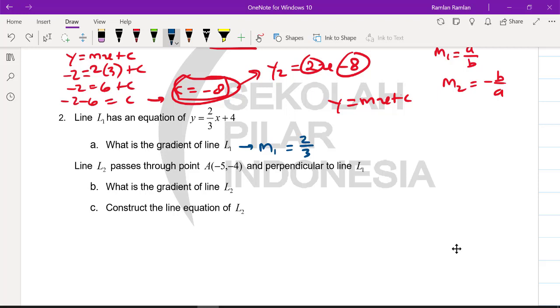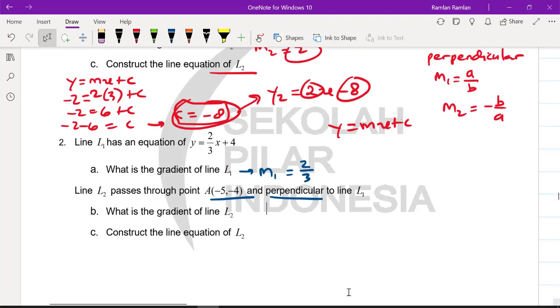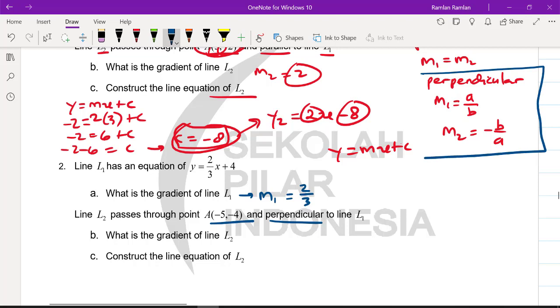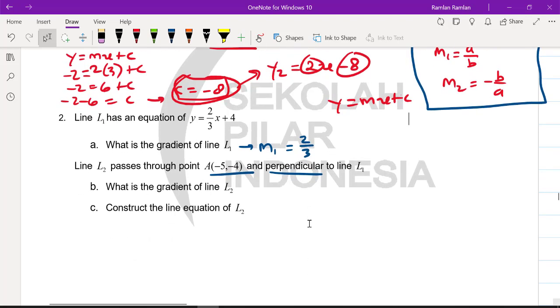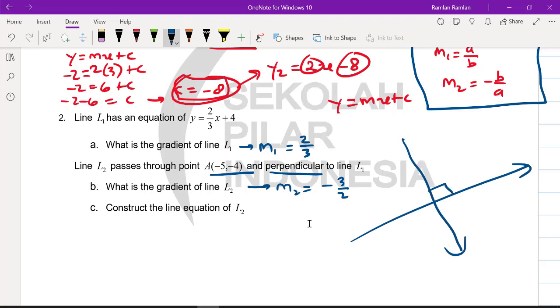And then line L2, another line here. This is a different question. It passes through this point and is perpendicular to line L1. So we can use this concept over here, right? If they are perpendicular, the first gradient is 2 over 3, and the gradient of the line that is perpendicular to that line is going to be negative 3 over 2. Can you see that? I'm just swapping the 3 and 2. And if one is positive, the other is negative. So the logic is like this: if one is going up, the other must be going down, because 90 degrees is like this, right? So it's going down, so negative. This one is going to be positive.